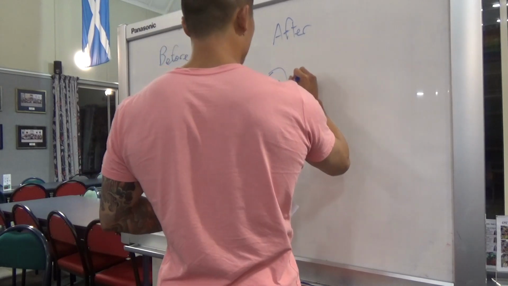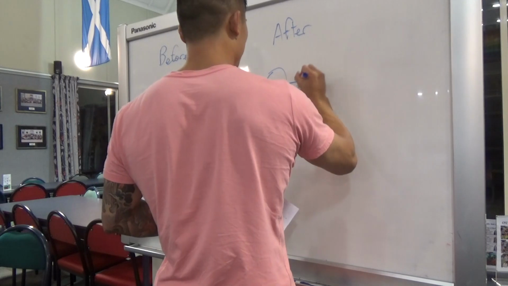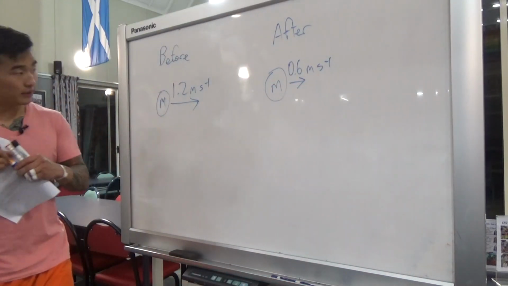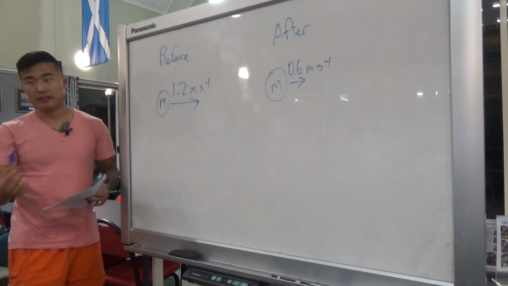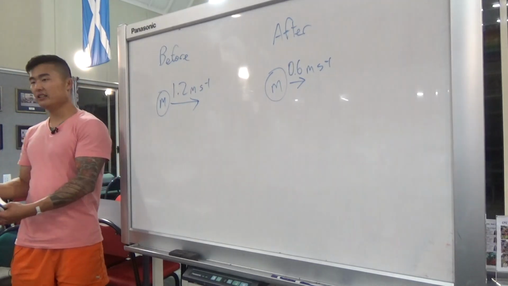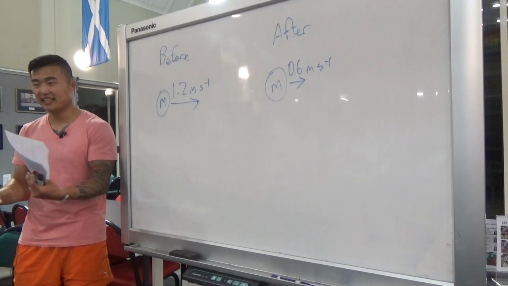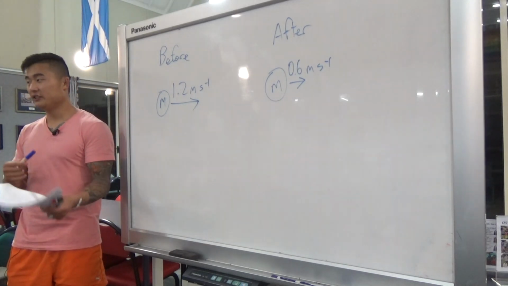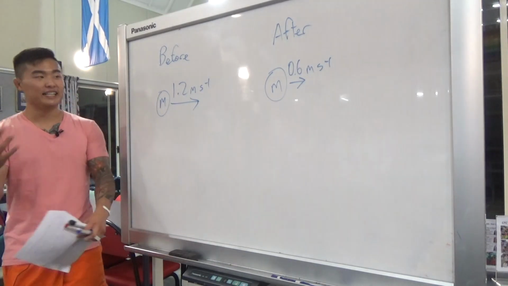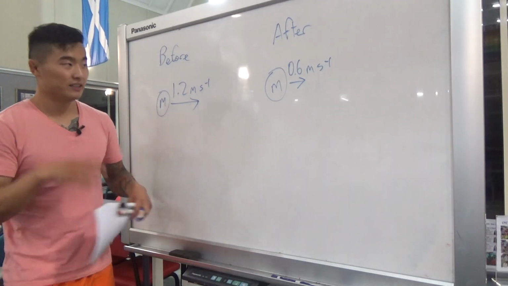our metal ball was only going at 0.6 meters per second. So what's happened to the velocity of the metal ball? It's reduced, right? So it must have decelerated. In physics, there's actually no such thing as deceleration. That's not a correct word. You say that it has negative acceleration. Okay, so it's had negative acceleration. I don't mind if you guys use deceleration because everyone knows what you mean.